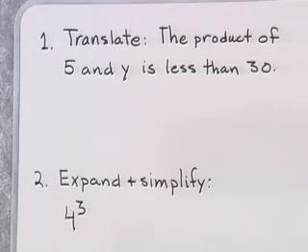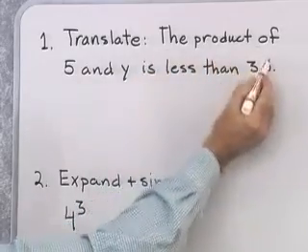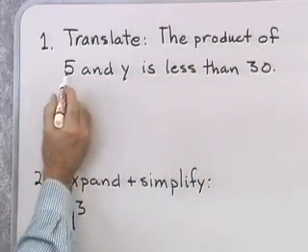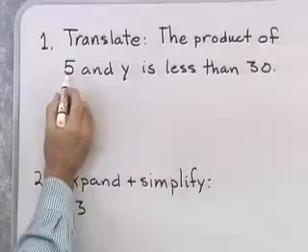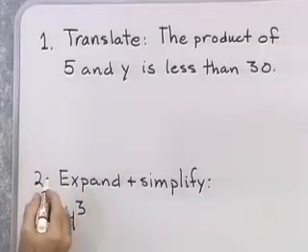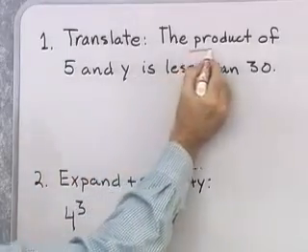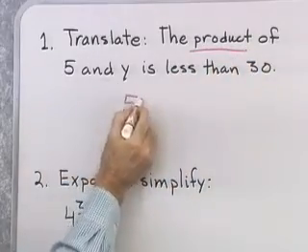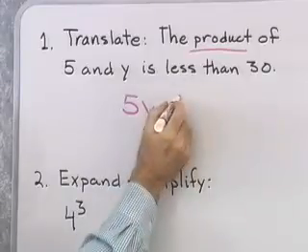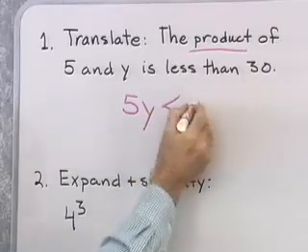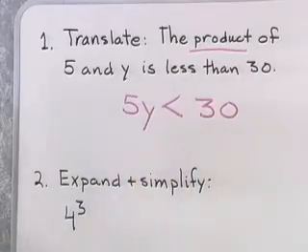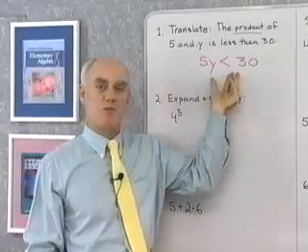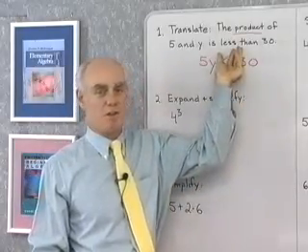Problem 1, we have translate. The product of 5 and y is less than 30. So I want to take this expression here that's written in English words and translate it into an equivalent expression written in symbols. So when I say the product, I mean multiplication. The product of 5 and y is 5y is less than, so I'll use my less than symbol, 30. So this is the equivalent expression written in symbols to this expression that's written in words.